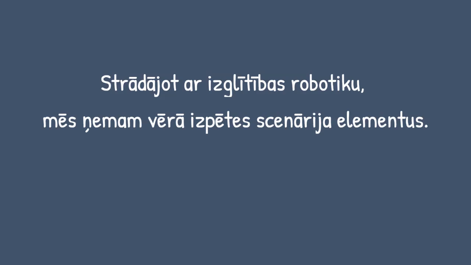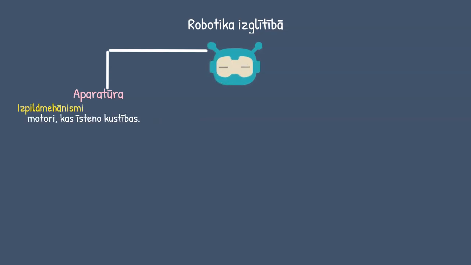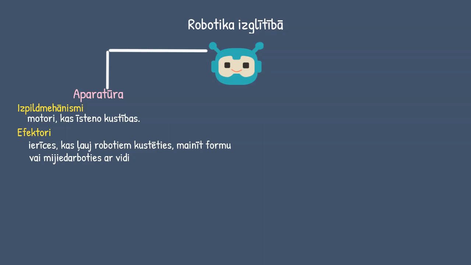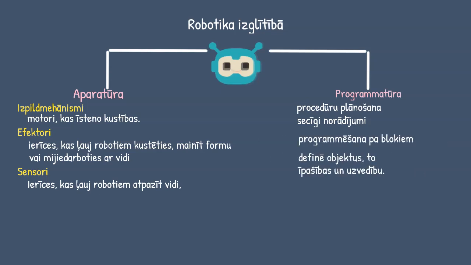When working with educational robotics, we consider the elements of the exploration scenario. The hardware of educational robotics consists of three components. Actuators are the motors that introduce movements. Effectors are the devices that enable robots to move, change shape or interact with the environment. And sensors are used to read the environment, for example, to recognize an obstacle. The software of educational robotics can be through procedural programming and sequential instructions or programming by blocks and by defining objects, their properties and behavior.